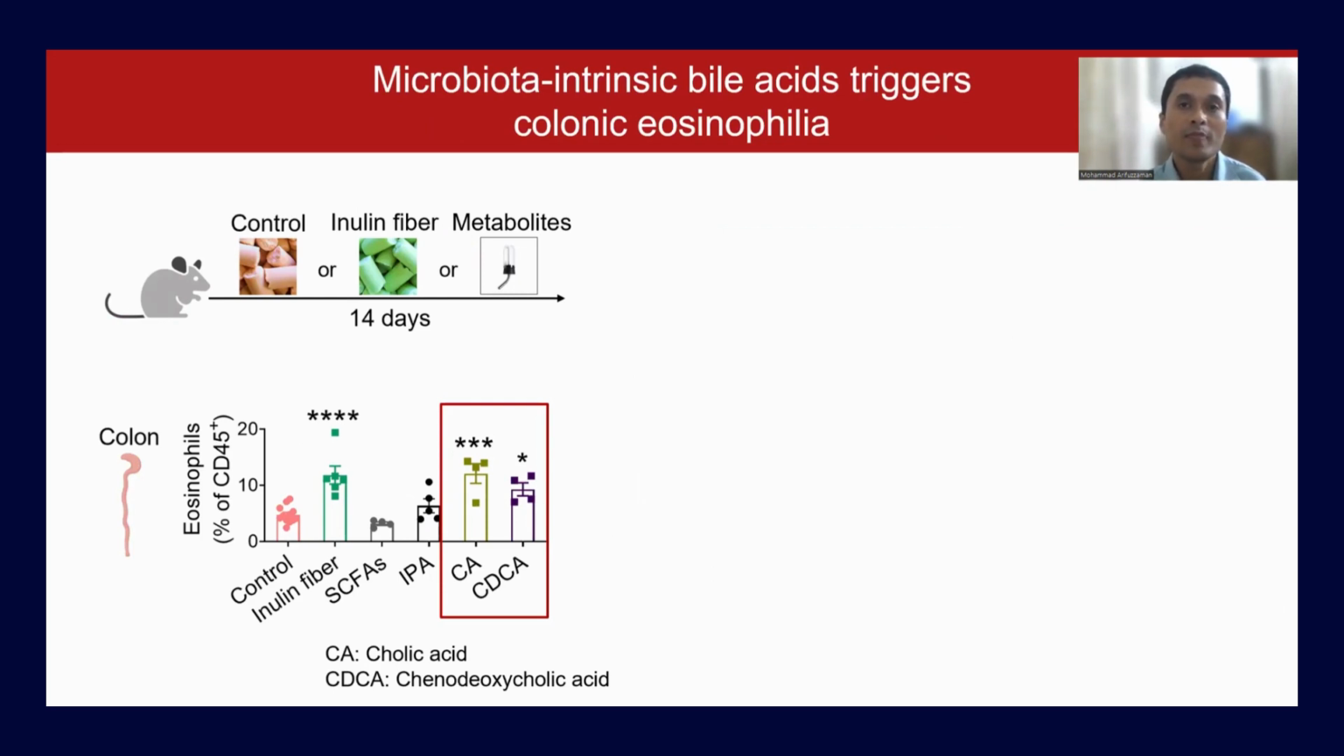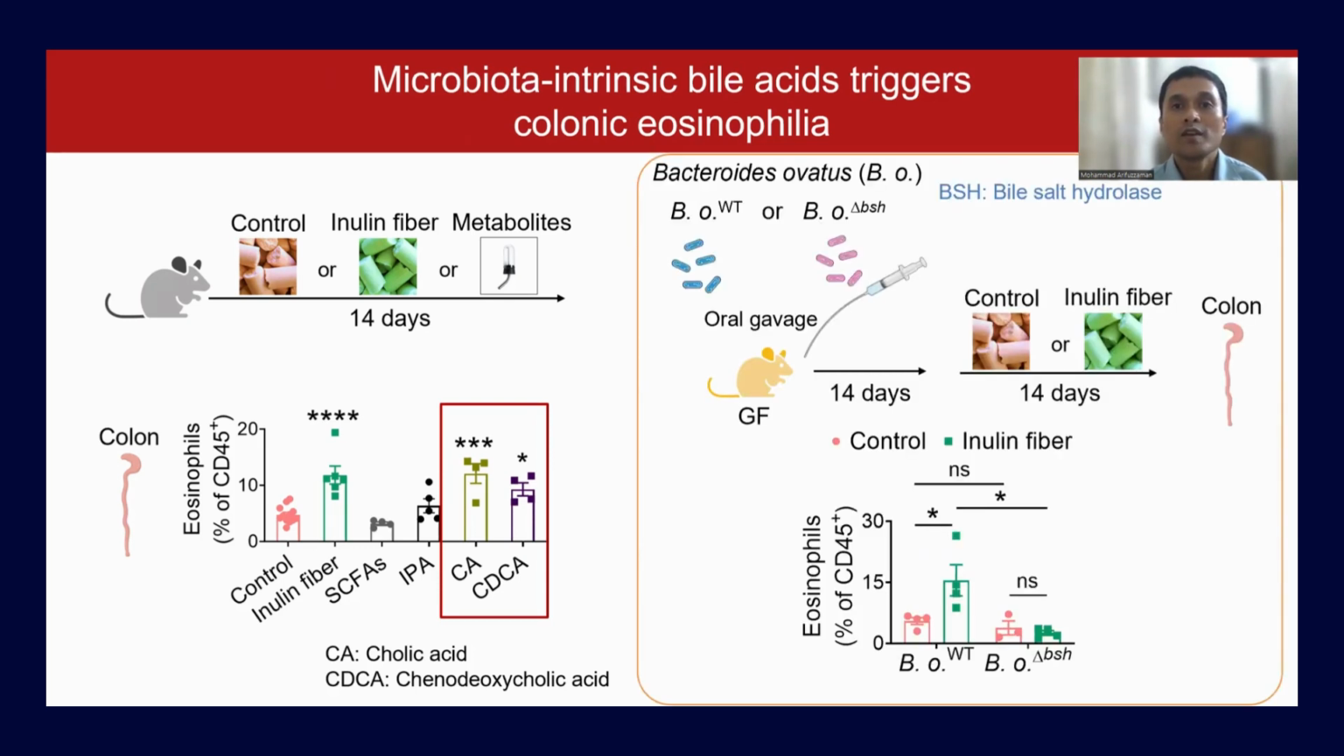And as you can see here, single bile acids were sufficient to reproduce the inulin fiber-induced eosinophilia. We also chose a human microbiota strain, Bacteroides ovatus, and we deleted the bile salt hydrolase gene, which converts the precursor into cholic acid. And then when we colonized the germ-free mice with the wild-type strain, we observed the eosinophilia by inulin fiber, but that was abolished in the mutant strain. So it is showing that the microbial metabolism is actually driving the inulin fiber-induced eosinophilia.